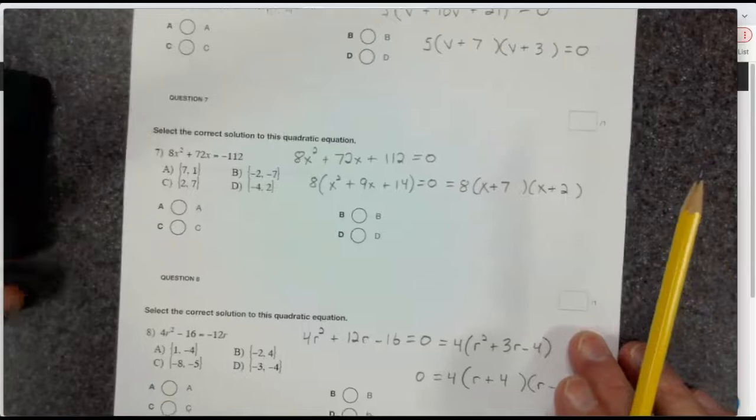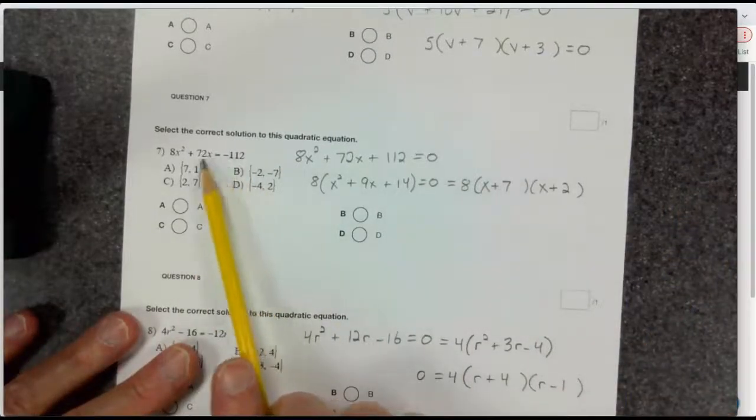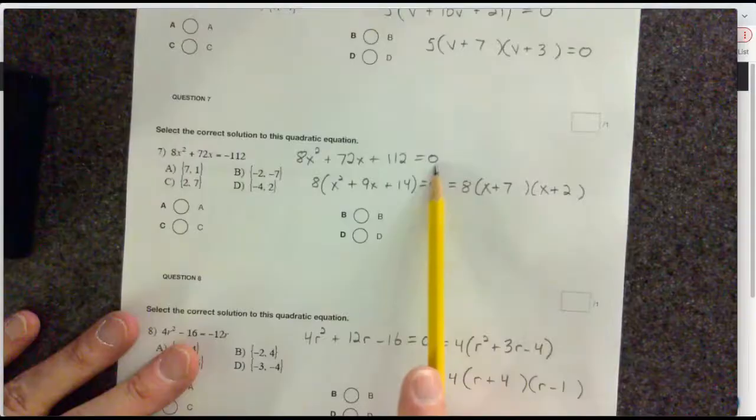All right, number 7. Again, standard form first, adding 112 to both sides. So this right side now becomes 0. Whoops.